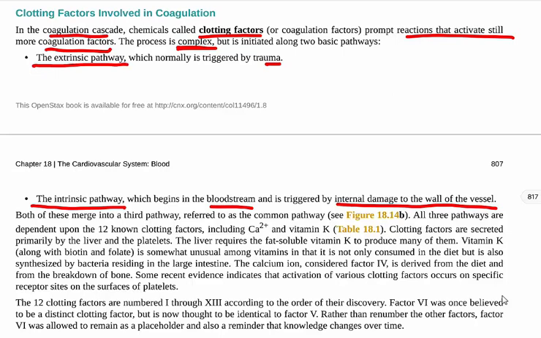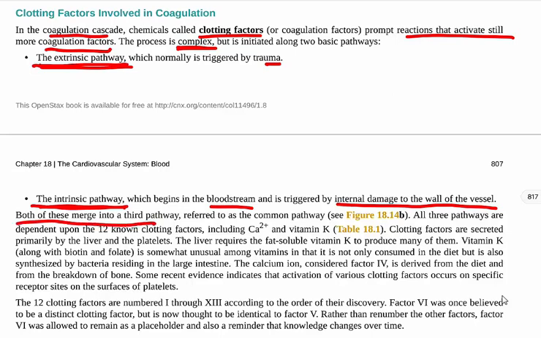We would have both the extrinsic pathway occurring because of the tissue that was cut, and then the intrinsic pathway because the actual blood vessel is also cut. But just the intrinsic pathway can also happen because of something like arterial disease, so atherosclerosis, damaging the tissue, high blood pressure, those kinds of things. And in that case, the extrinsic pathway would not be initiated.